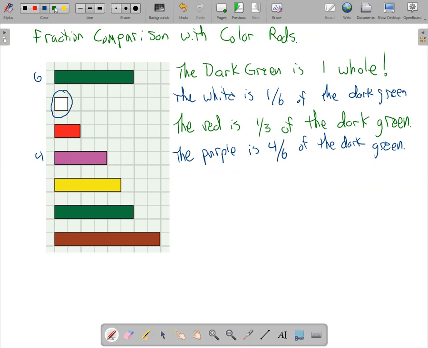I could make other statements too, because I saw I could use the reds to make that happen. As far as the red is concerned, I see that there are 2 of those reds in the purple, and there are 3 of those reds up there. So I can also say, based on the red comparison, the purple is 2/3 of the dark green.